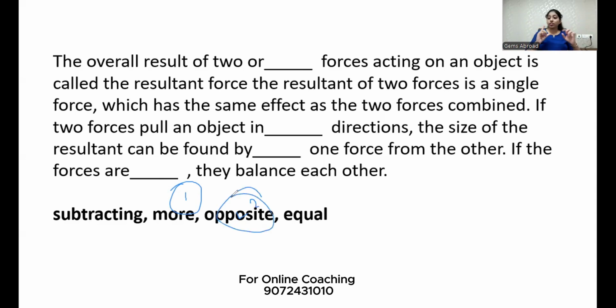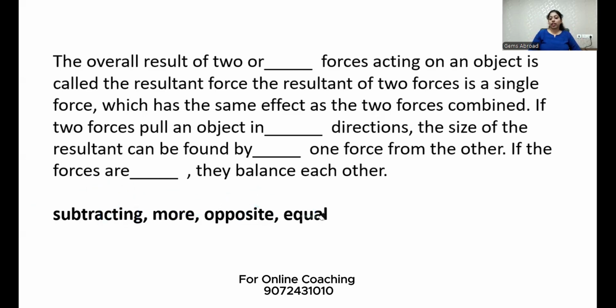The size of the resultant can be found by. You can find something. How will you find it? By subtracting one force from the other. So it's like we subtract numbers, right? From 5 minus 4, you will get an answer. Okay? From the other. One from the other. So if the forces are dash, they balance each other. So it should be balanced. It should not be up, it should balance. So the forces are equal.